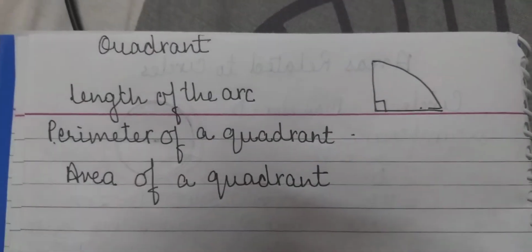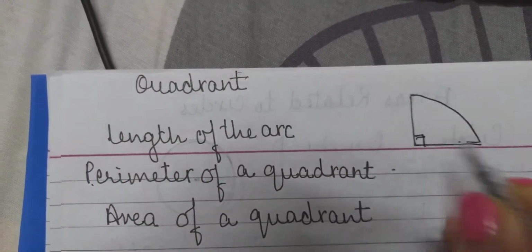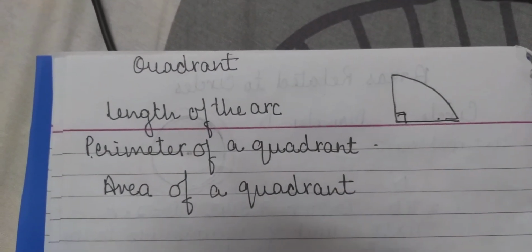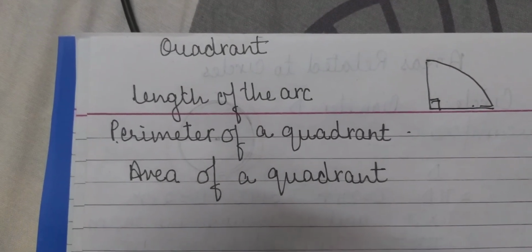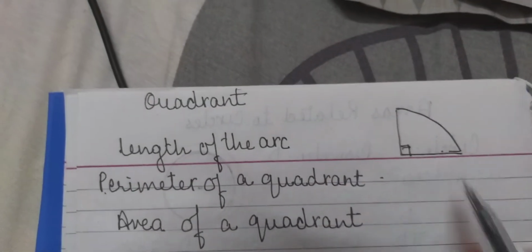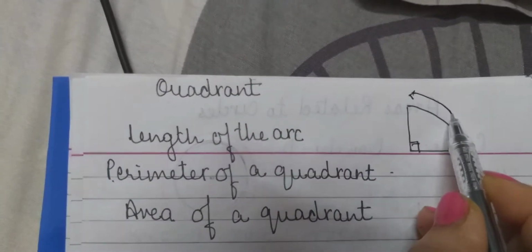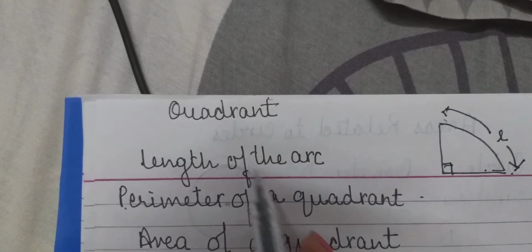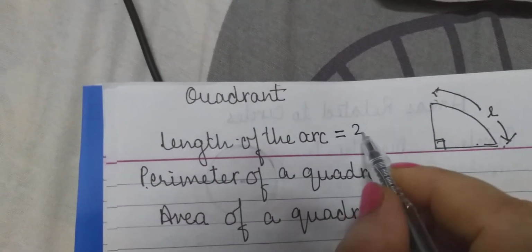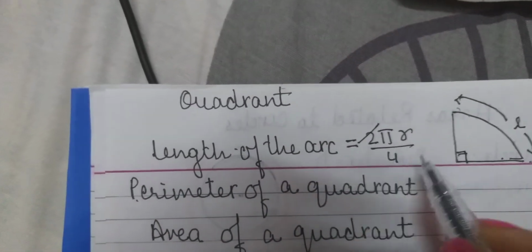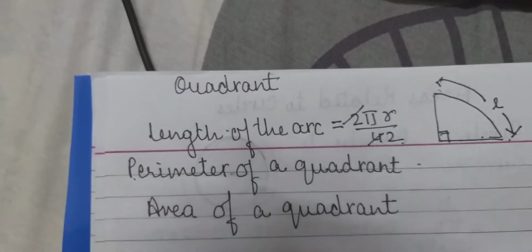Now we have a quadrant. And what is a quadrant? It is 1/4 of a circle. Why? Quadrant makes an angle of 90 degree. So 90 upon 360, that is 1/4 of a circle. And this is the length of the arc. So what is length of the arc? It is 2 pi r upon 4, because it is 1/4 of a circle. So it will come pi r upon 2.